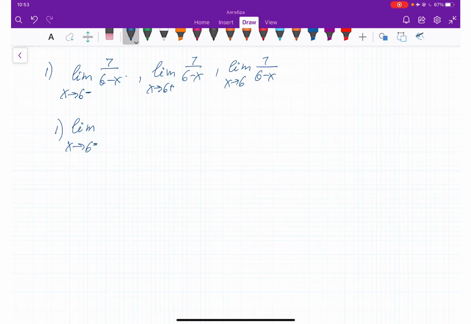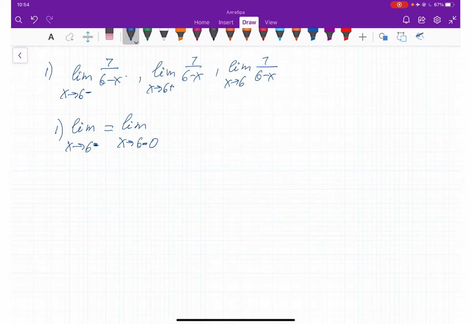We can write down the same thing, limit as x approaches 6 minus 0, right? Since we're approaching from the negative side, it's going to be a tiny bit below 6, or 6 minus 0. And 0 doesn't have a sign, as you know. We're just showing direction. It's from the negative side, or from the positive side.